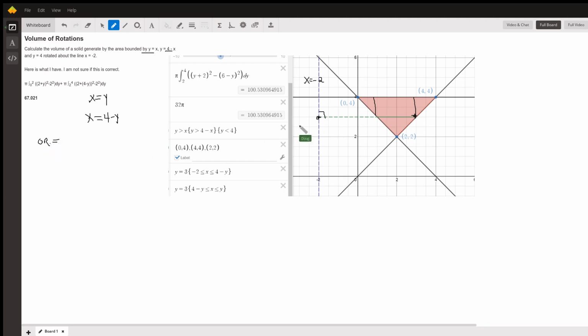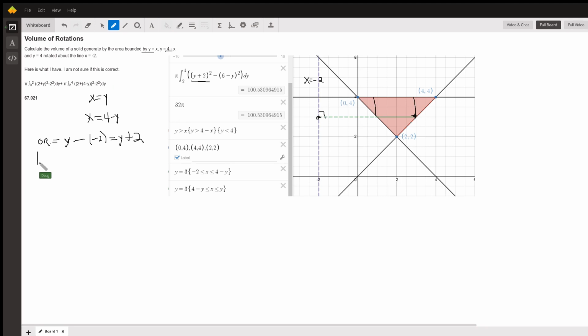is y minus a -2. Right minus left, or y plus 2. So we're going to square that, and that's what this is right here, the outer radius squared.